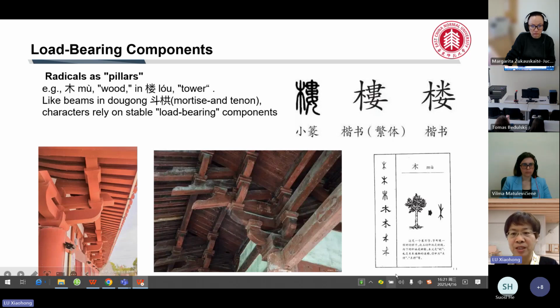This is the roof. So the mu as a radical in Chinese characters, this is the mu, the original wood shape. It's like a tree. And then it changed like this. Well, actually it didn't change a lot from the oracle bone to modern writing. That's what we mean when we say a Chinese character is built like an architecture. We have a lot of these radicals to construct the character.